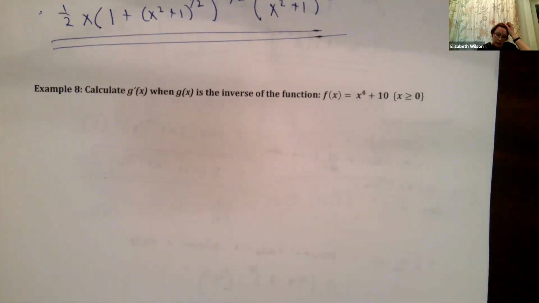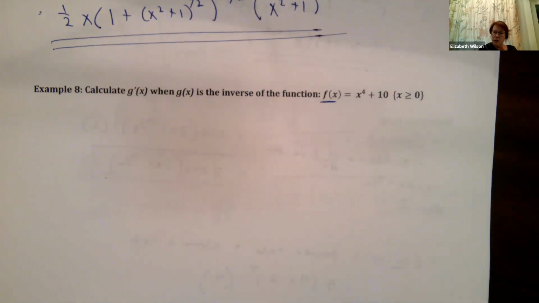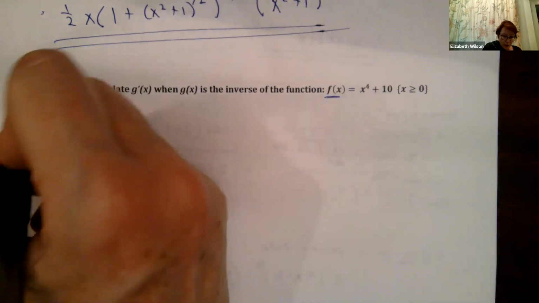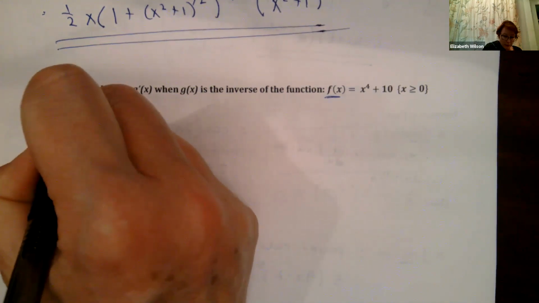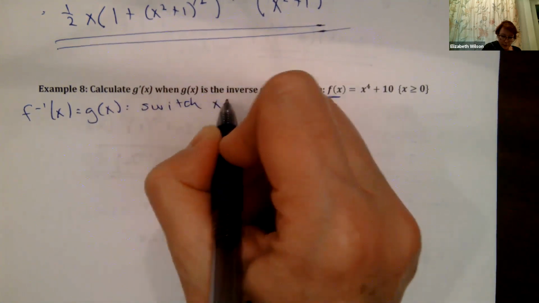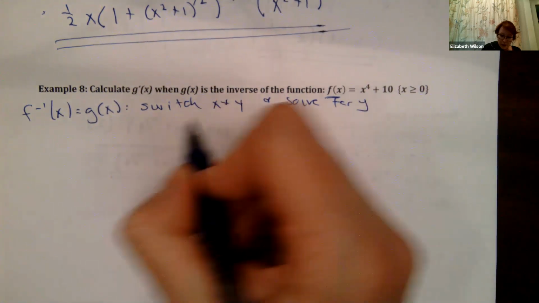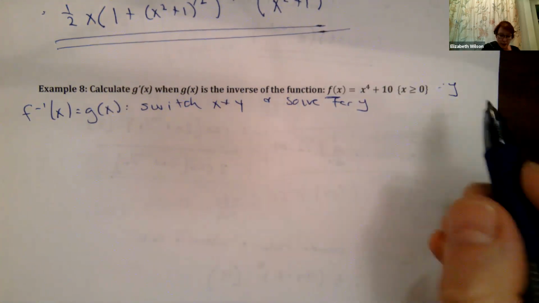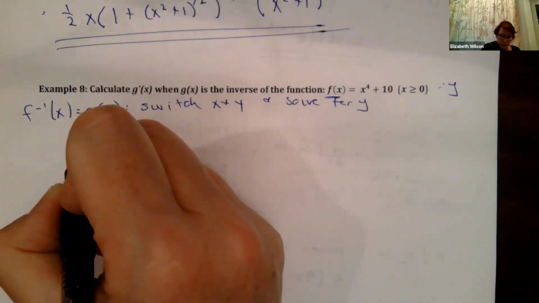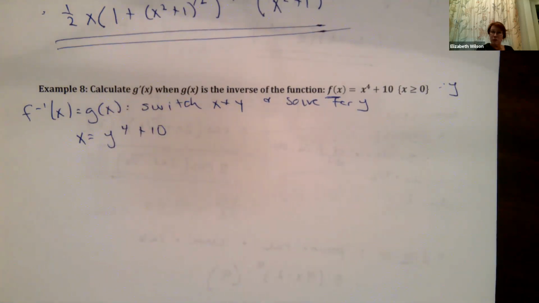Example 8. Okay, so I'm looking at: calculate g prime of x when g of x is the inverse of this function here. Okay, so we're going to do this the old way where I calculate g of x. So I switch x and y and solve for y. Okay, so that means I'm going to say this is equal to y. So what I'm going to do is this. I'm going to say this is x equals y to the 4th plus 10. Now I need to solve for y. This is my process of finding the inverse.